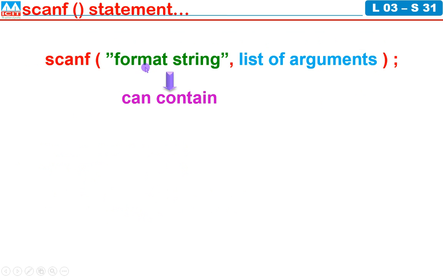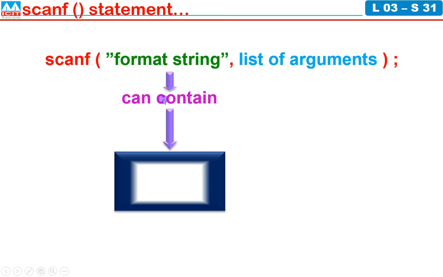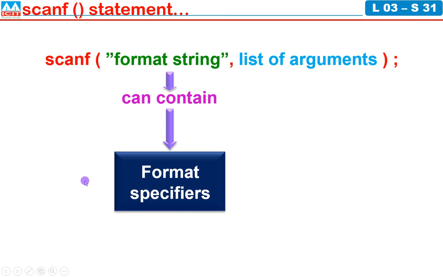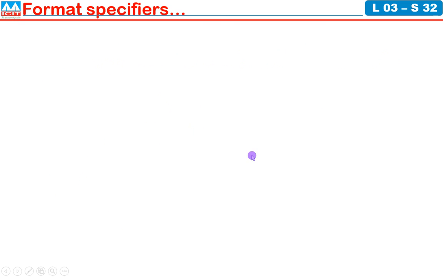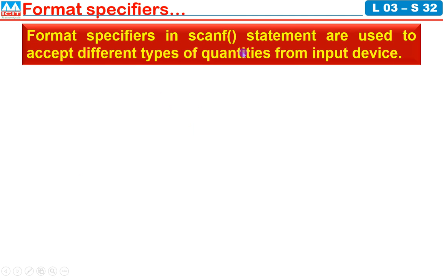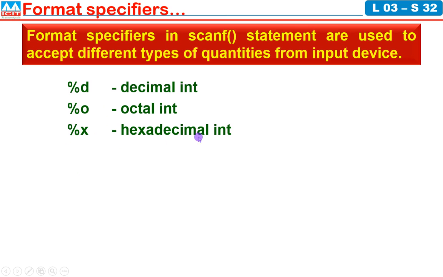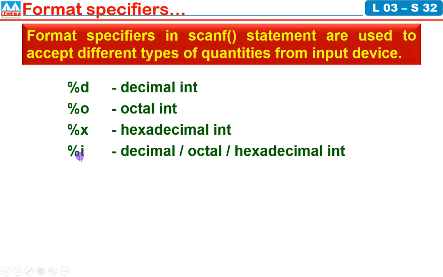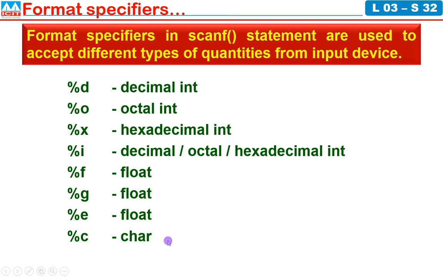In the scanf statement, this format string can contain what? Only format specifiers. Other than format specifiers, nothing is supported. Format specifiers in scanf are used to accept different types of quantities from the input device. What are they? Percentage d decimal integer, percentage o octal integer, percentage x hexadecimal integer, percentage capital X also for hexadecimal integer, percentage i for any integer, percentage f for float, g for float, e for float, capital E also for float, percentage c for character.